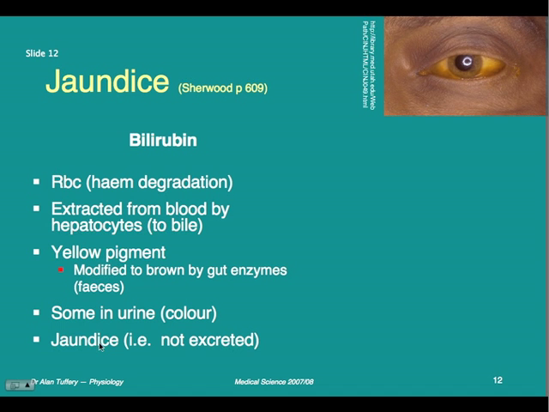And if the bilirubin isn't excreted for some reason, then you get jaundice. That's to say, yellow skin and yellow eyes, and this is the characteristic and most obvious sign of it. The white of the eye, so-called, shows the bilirubin in it, and it's distinctly yellow. It's quite a nice picture.